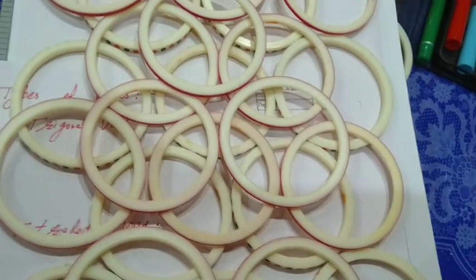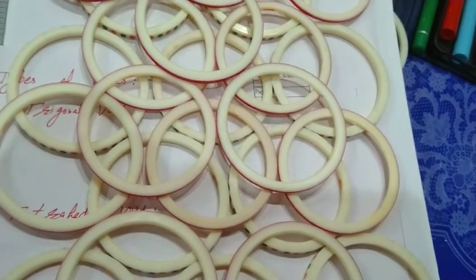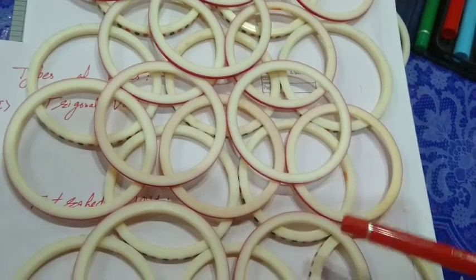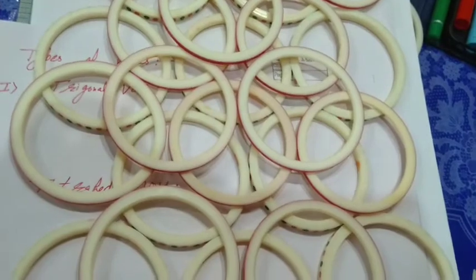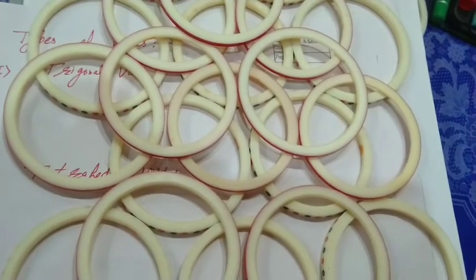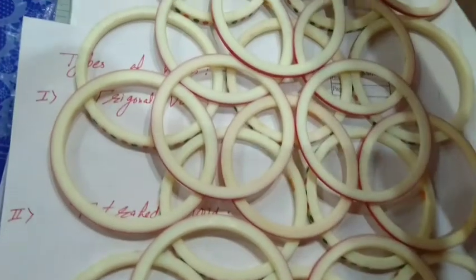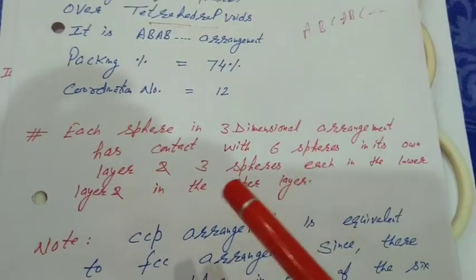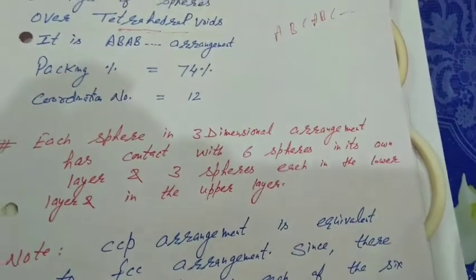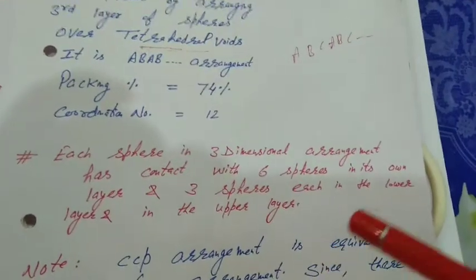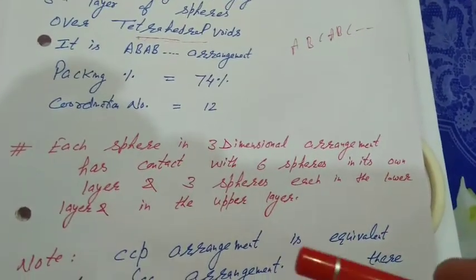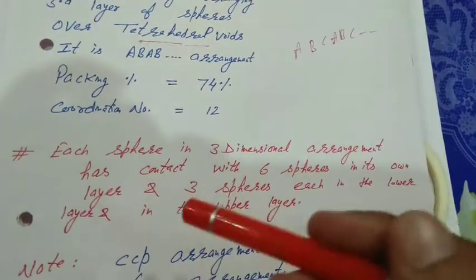Formed by arranging the third layer of spheres over the octahedral voids. It is called ABC arrangement. Packing percentage is the same, students, 74% and coordination number 12. Students, coordination number is 12. Each sphere in the three-dimensional arrangement has contact with 6 spheres of its own layer and 3 spheres each in the lower and in the upper layer. 6, 3, 9 and 3, 12.